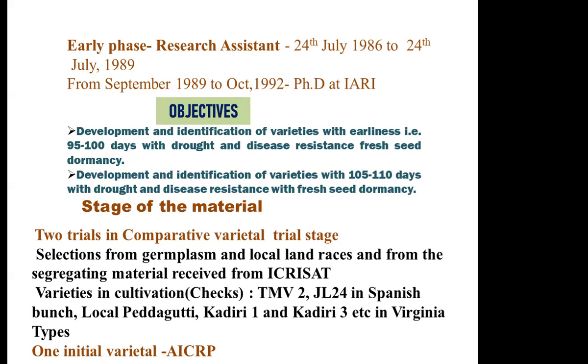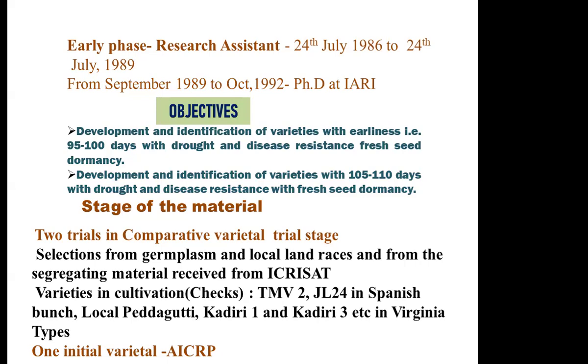That was their target in the Spanish group. In the Virginia group, they wanted alternatives to local Pedigutti, Kadri1 and Kadri3. In the two trials, the material was almost 10 to 15 genotypes only in each trial. And one ASAP trial was also there. These were the only trials at the time of my joining.